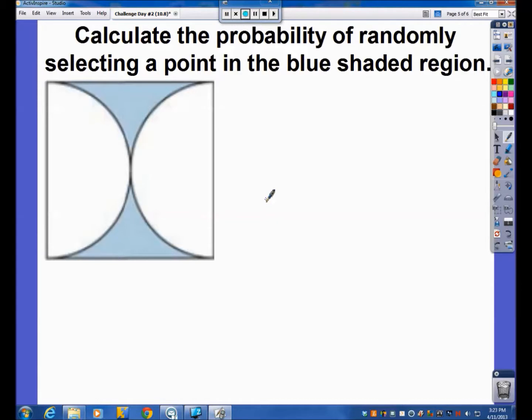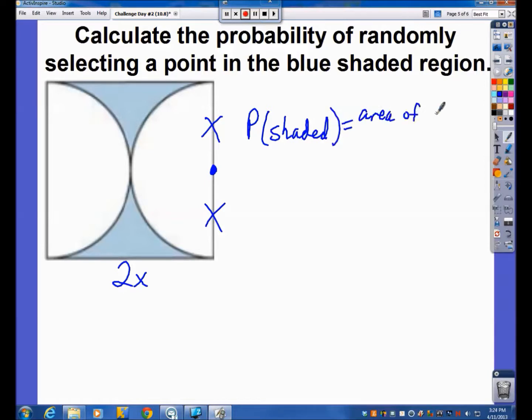So I said I would do a variable, and I'm going to call the length of each side 2x. And you might ask, well, why call it 2x? Well, if this length is 2x, and I'm going to need to calculate the area of this half circle here, I'm going to need to know the radius, which means I'm going to have to cut this 2x in half so that this is x and this is x. That way I don't end up with any fractional pieces, and I want to try to avoid using fractions as much as possible. So if I want to find a probability of being in the shaded region, I need to find the area of the shaded region and divide it by the area of the whole thing.